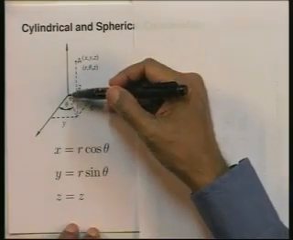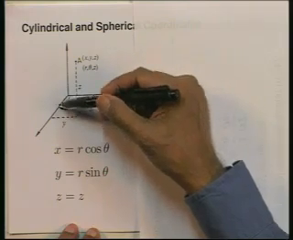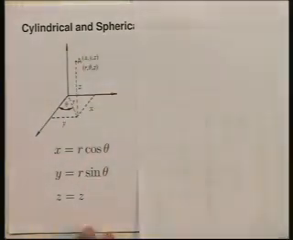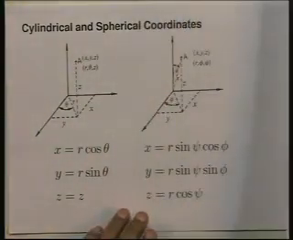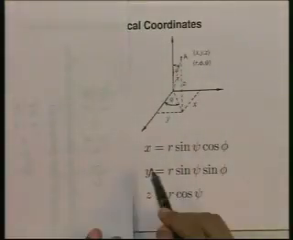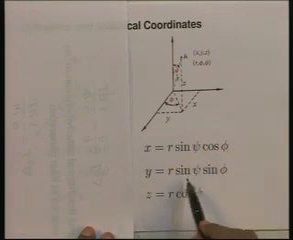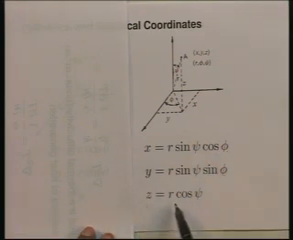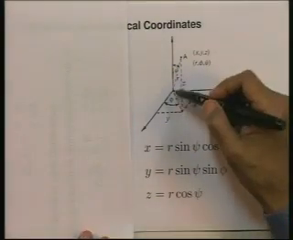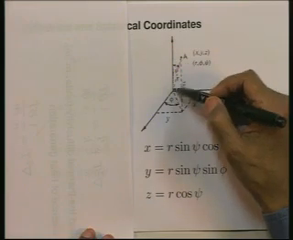R is the distance in the radial direction in the xy plane, theta is the angle in the xy plane, and z is the same z as in the Cartesian coordinate system. On the other hand, if I have a spherical coordinate system, I have the transformation x equal to r sin psi cosine phi, y equal to r sin psi sin phi, and z equal to r cosine psi, in which case I have a distance r, which is the distance from the point A to the origin, that is r.